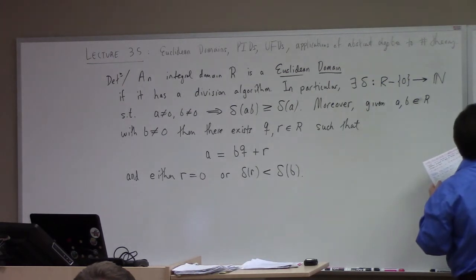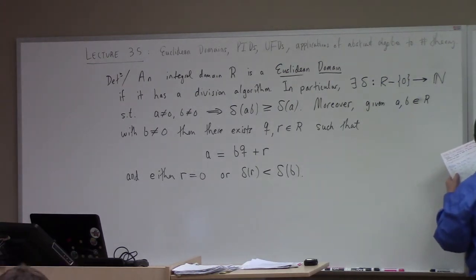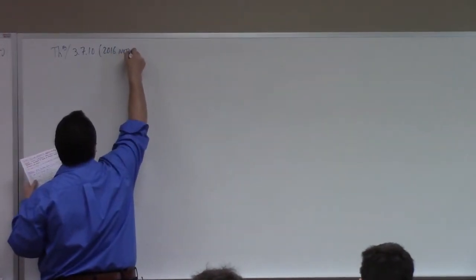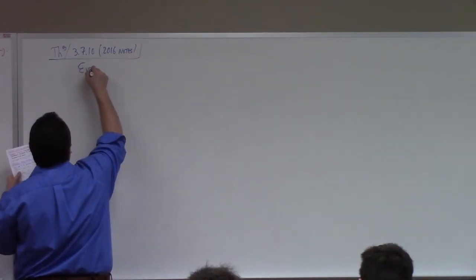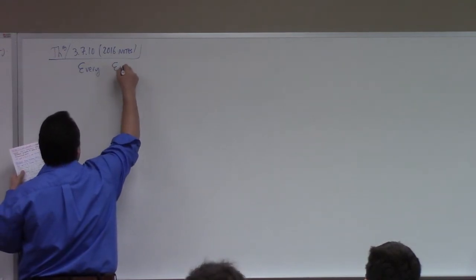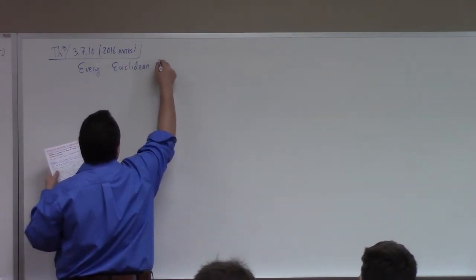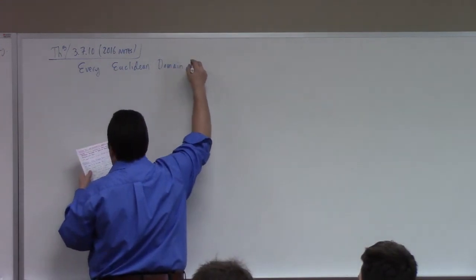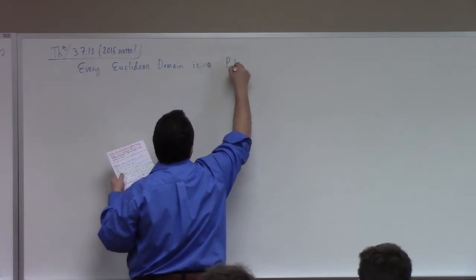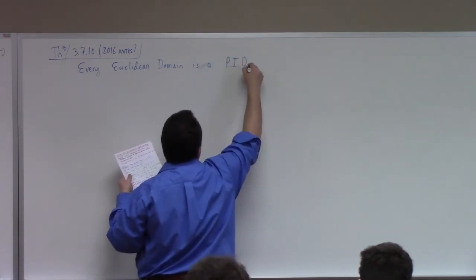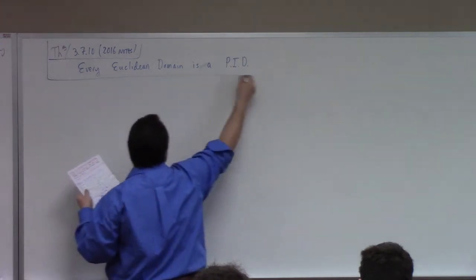So the theorem that we have yet to prove, and it's kind of the final chapter in the series of thoughts we've been collecting, is theorem 3.7.10 in my 2016 notes. It is as follows. Every Euclidean domain is a PID. What's a PID? Yeah, principal ideal domain. All right. So we should look at the proof of this.